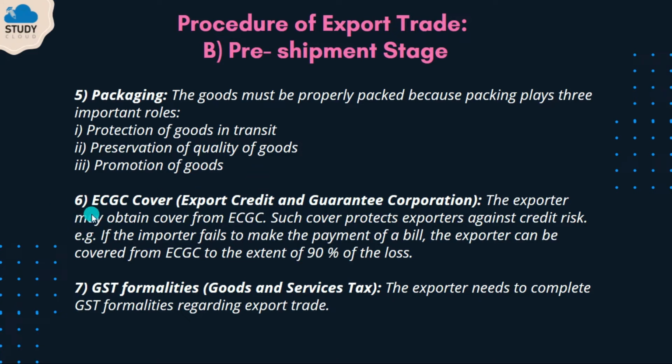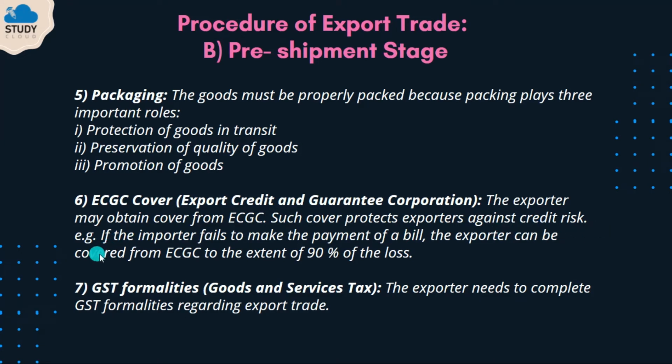Sixth point is ECGC cover, meaning Export Credit and Guarantee Corporation. The exporter may obtain cover from ECGC. Such cover protects exporters against credit risk.